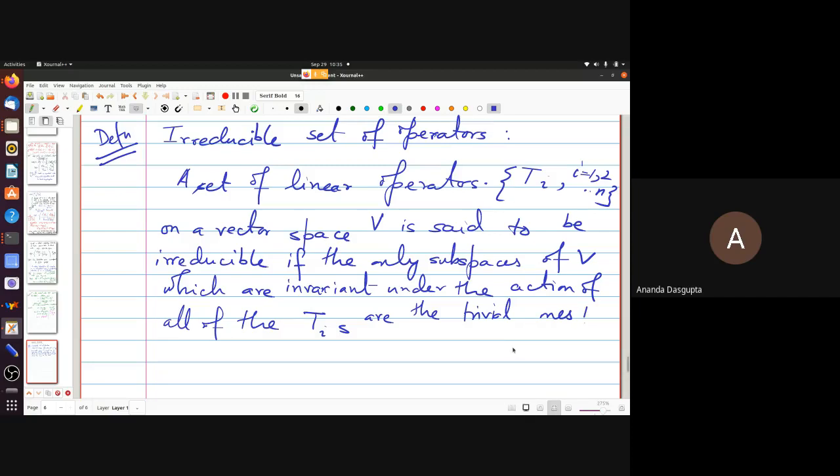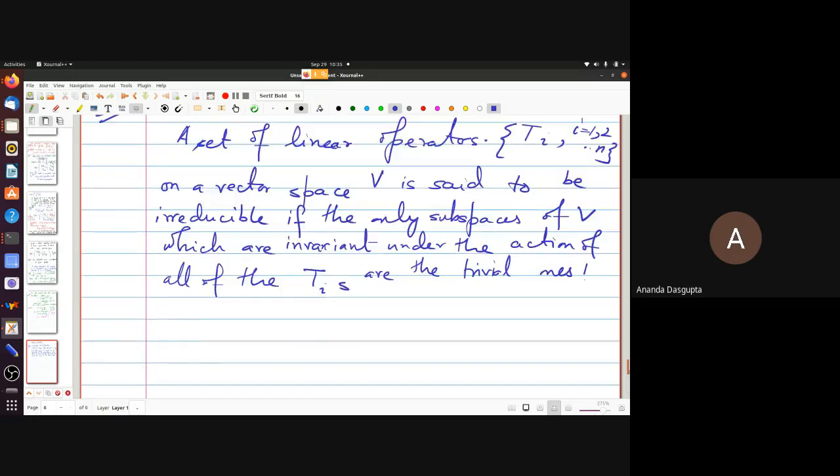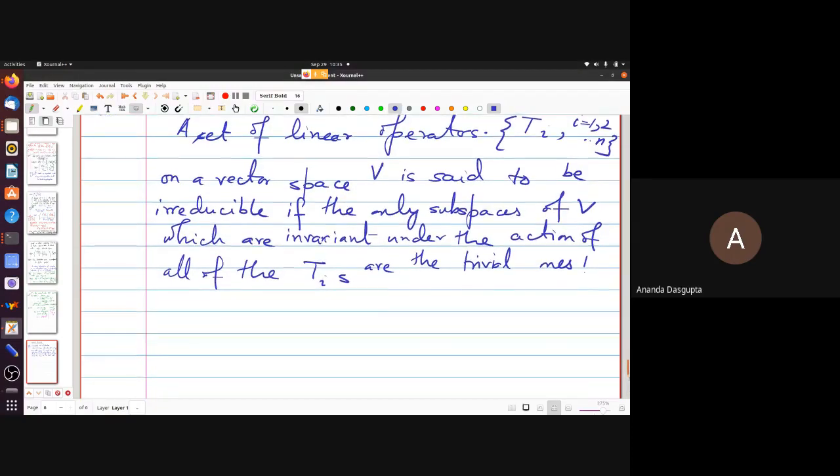So if that happens, then you say that the set of operators, not an operator, but the whole set of operators, is an irreducible set of operators. So this is the crucial notion for what is going to follow. Are there any questions about this?